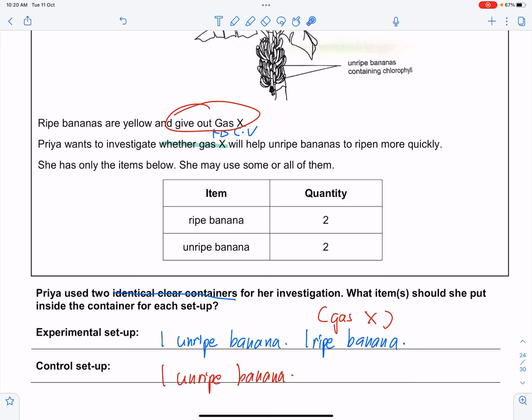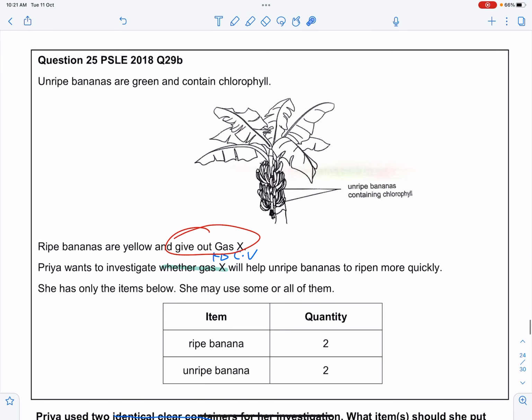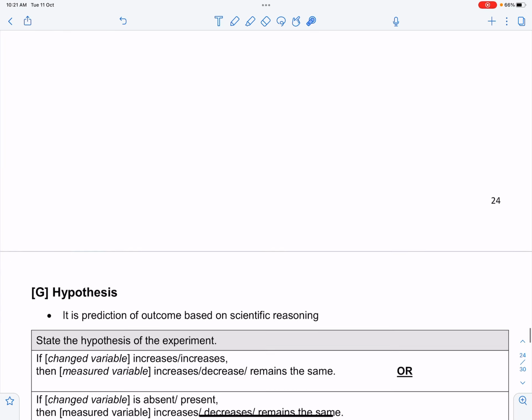And then you can compare your unripe banana and your unripe banana with your gas X, what is the timing when it comes to ripening. So once again, let me explain. A lot of students didn't realize that they needed one ripe banana in the experimental control setup. And the function of the ripe banana was not to compare anything, because this is already ripe, it is to give off gas X. Yeah. PSLE question, this is the kind of level. Next.